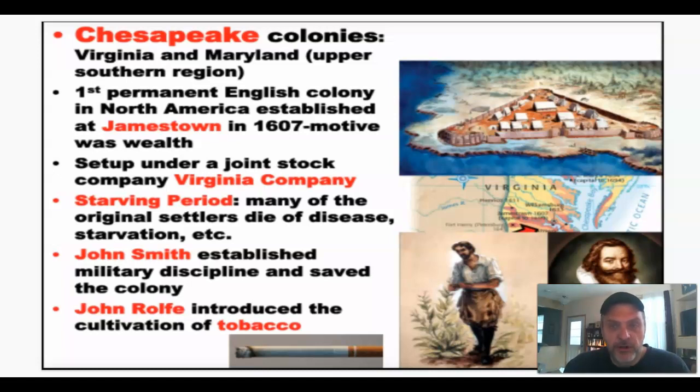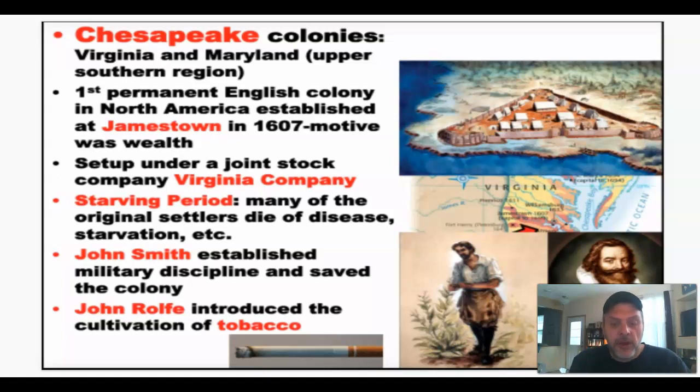This was not a proprietorship. It was not a tract of land given to one person for him to run. And it was not a royal colony, not yet. In other words, it wasn't paid for and run directly by the monarchy. So you can see here it was set up as a joint stock company. It was known as the Virginia Company. The Virginia Company was the company that set up the colony, and investors pooled their money together to invest in Jamestown. And once they arrived, they really had a difficult time of it.